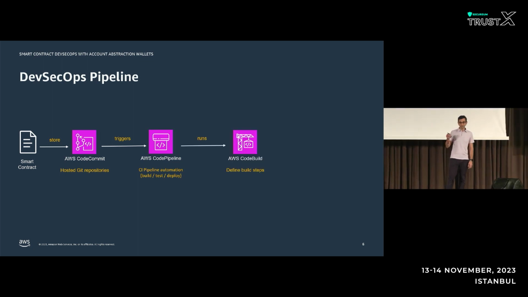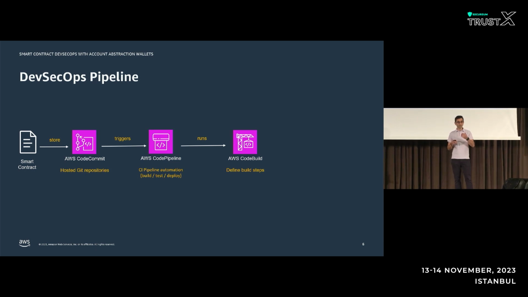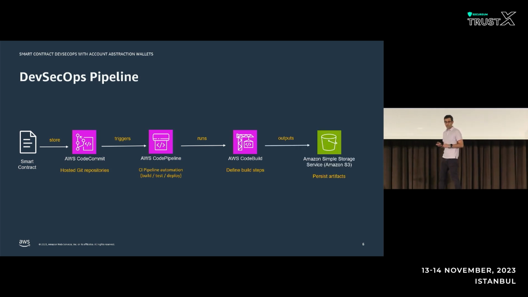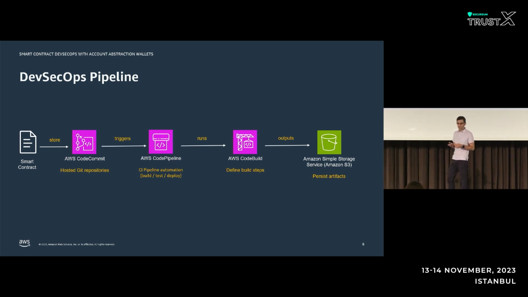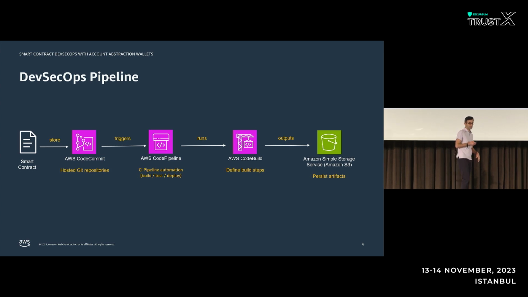And CodePipeline calls CodeBuild. And this is where all the logic is that we saw on the previous slide of building, testing, and everything else. And on the next slide, we'll get into more details on CodeBuild. And lastly, we output our artifacts, which is our contracts and our reports, into an Amazon S3 bucket. If you're not familiar with S3, it's an object storage. So you can put anything in there, and it's around very durably.